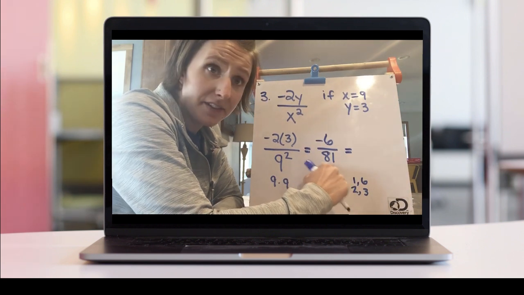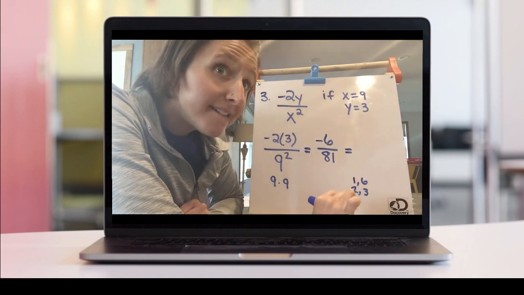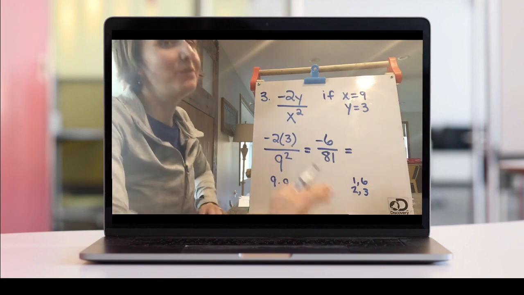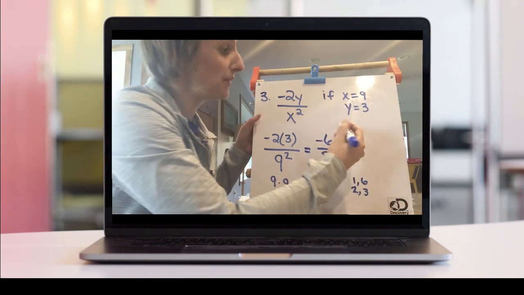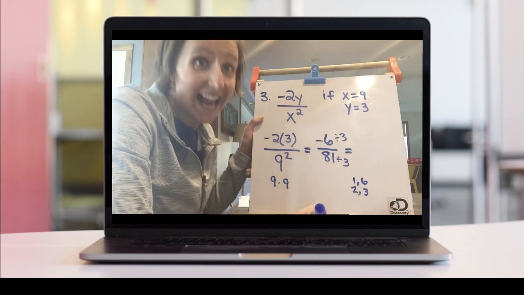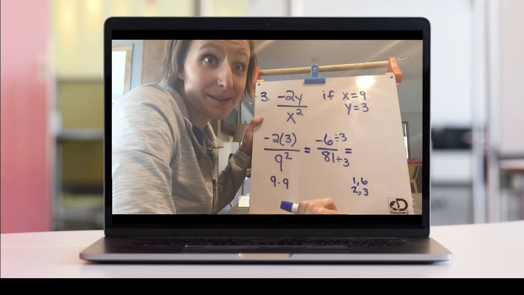Well, remember the divisibility rule for 3. Add up the digits that make the number. 8 plus 1 is 9. Is 9 a multiple of 3? Then we have divisibility. So I can use 3. I can divide this by 3, divide this by 3, and I'm going to start making my way to the simplest form.